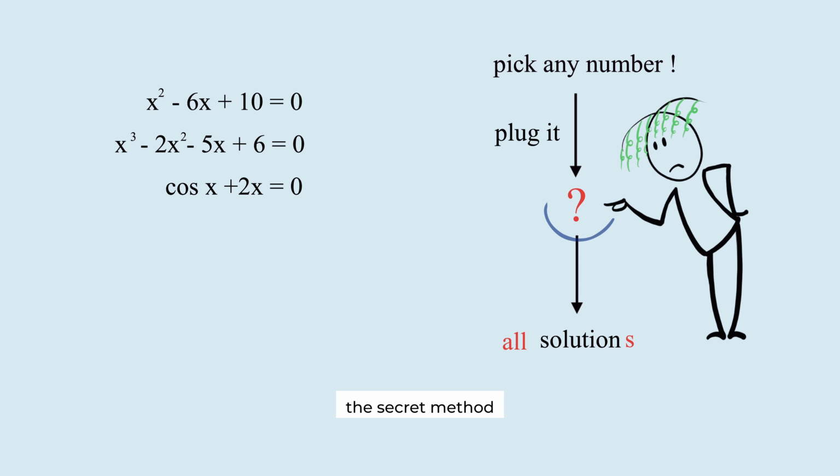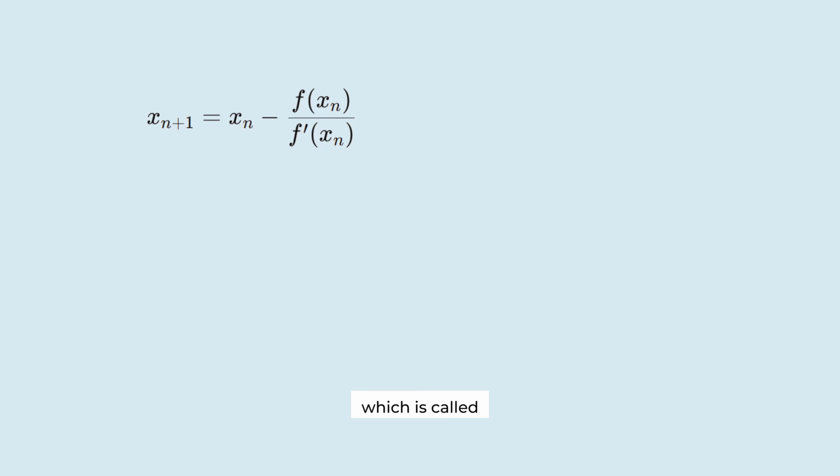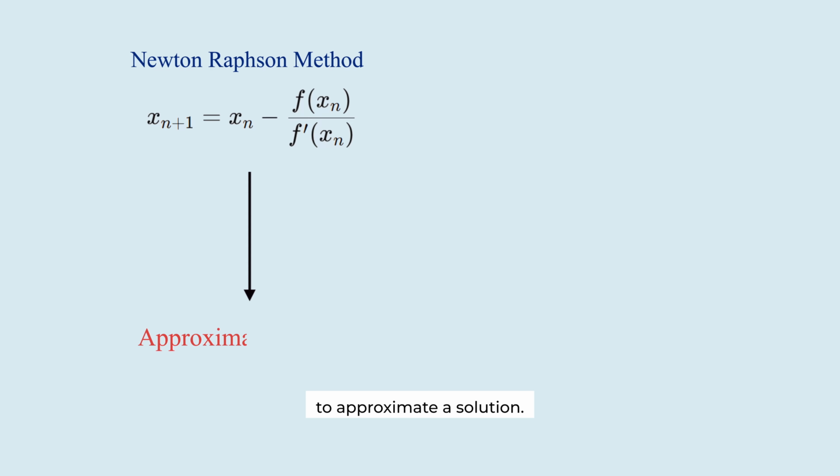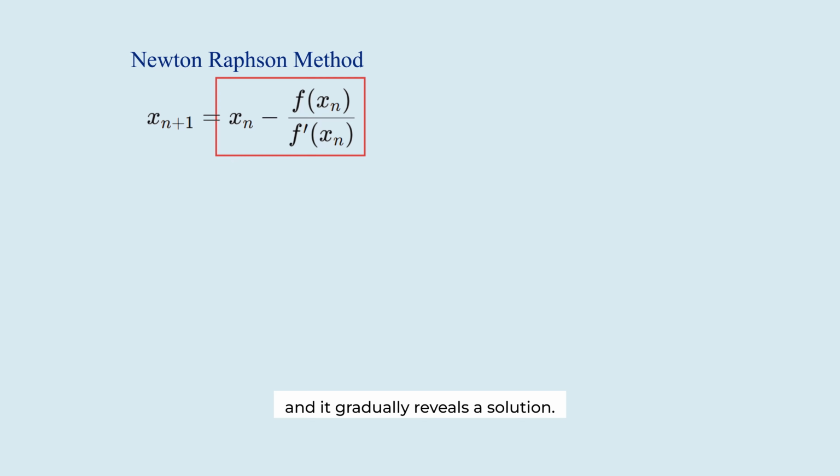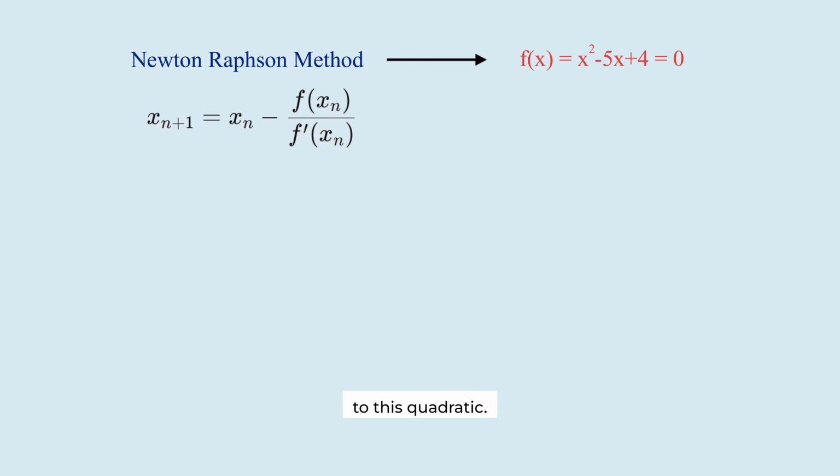Let me introduce the secret method most people are missing. Follow along. This is the formula, which is called the Newton-Raphson method. It's usually taught as a way to approximate a solution. Try your guess, run the formula, and it gradually reveals a solution. Let's apply it to this quadratic.